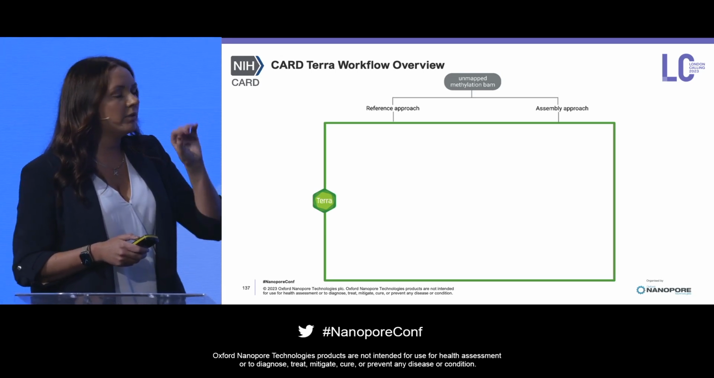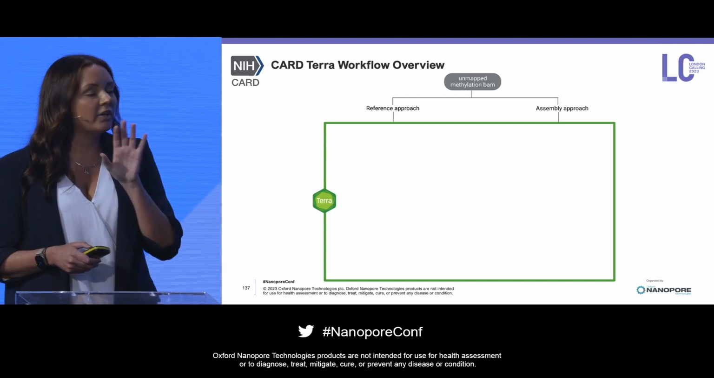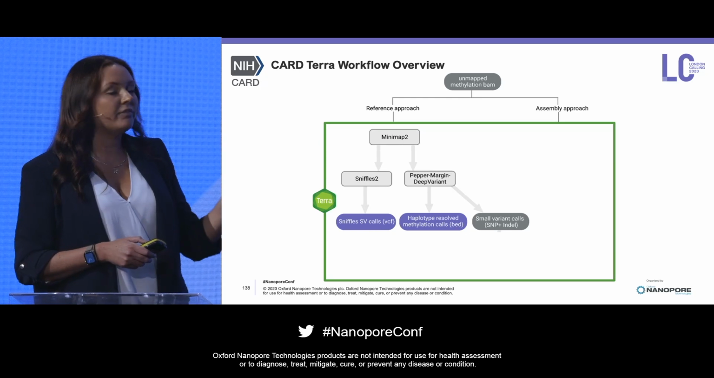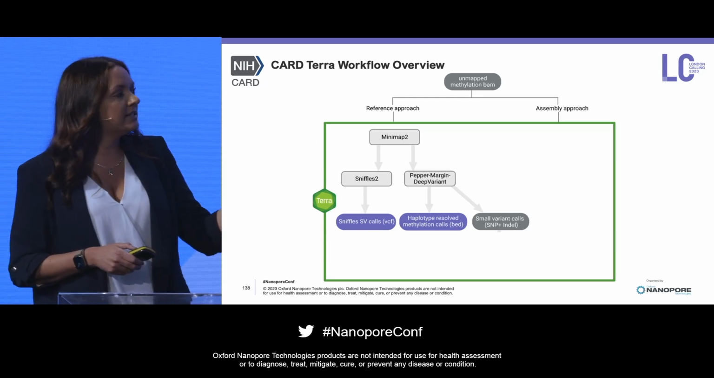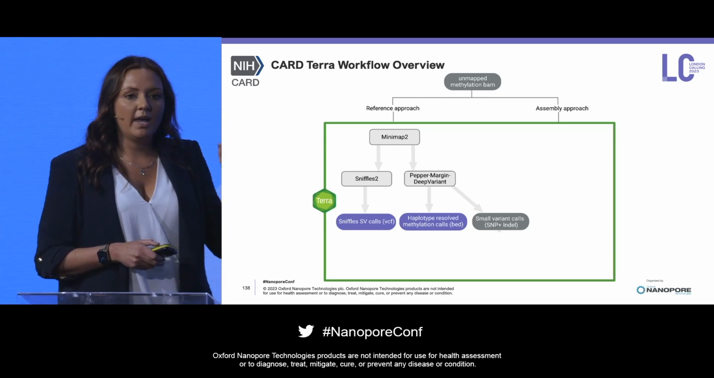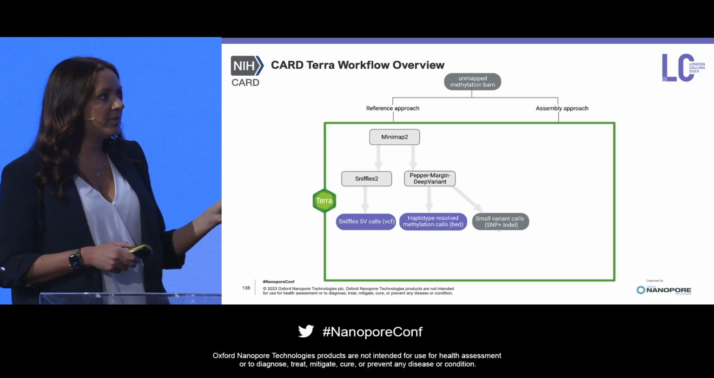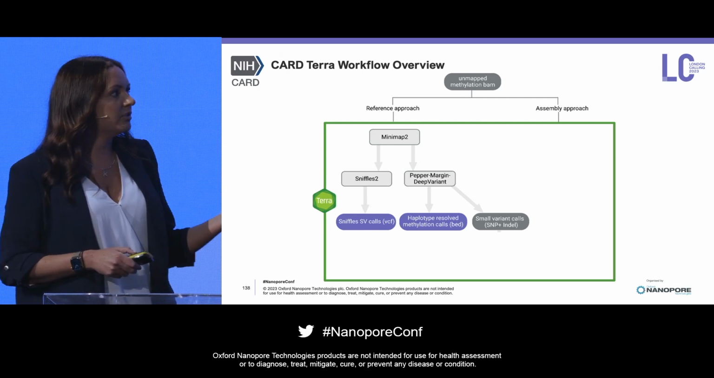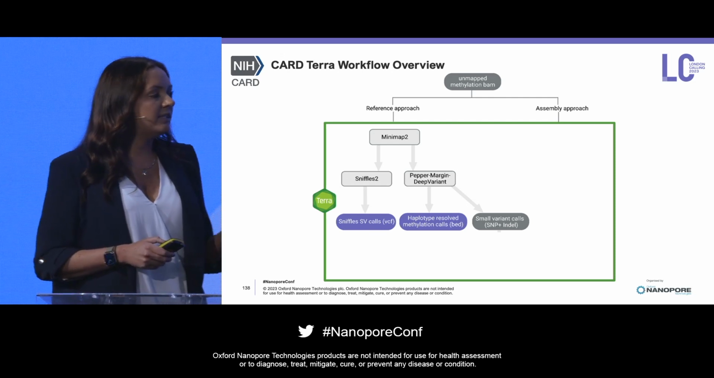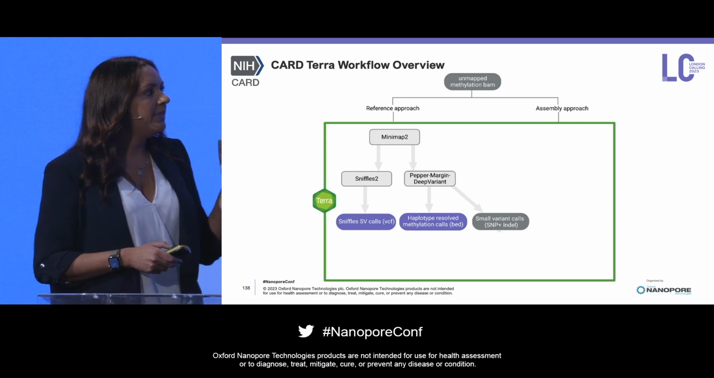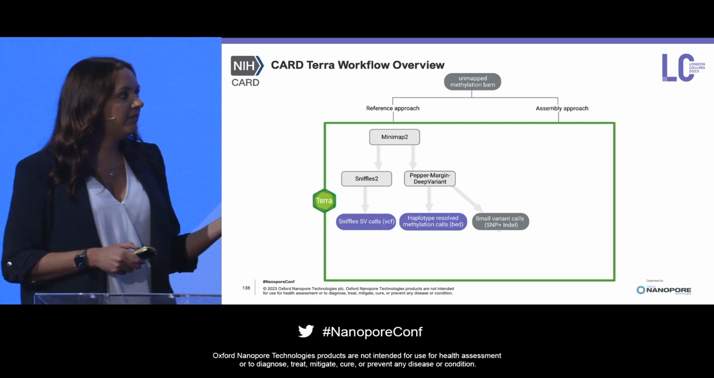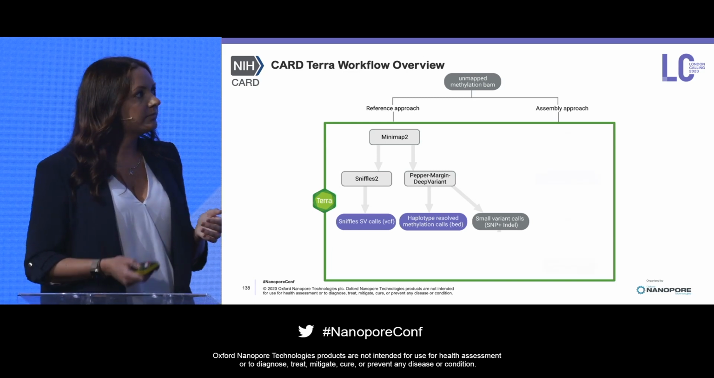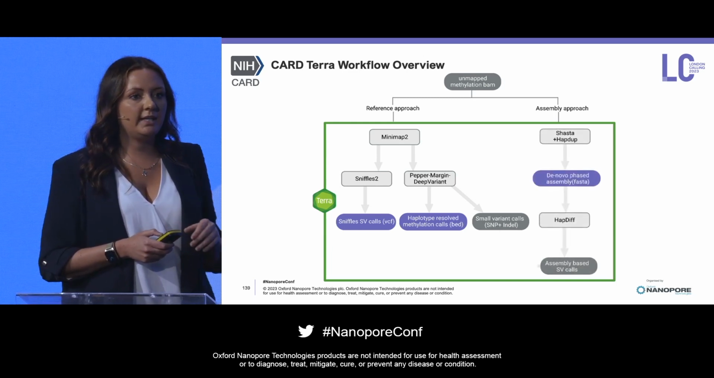So either it can go through a reference-based approach, or it can go through an assembly-based approach. For the reference-based approach, you can take the reads and align them to either HG38 or CHM13 with Minimap2, and then you can use Sniffles2 to call the structural variants, and PEPPER-Margin-DeepVariant to call the small variants. The output from this is a Sniffles VCF, a haplotype-resolved methylation bed, and small variant calls. You can then go through the assembly-based approach.